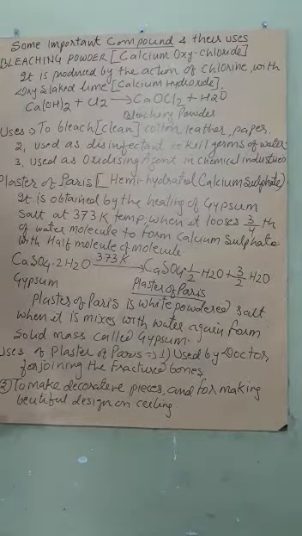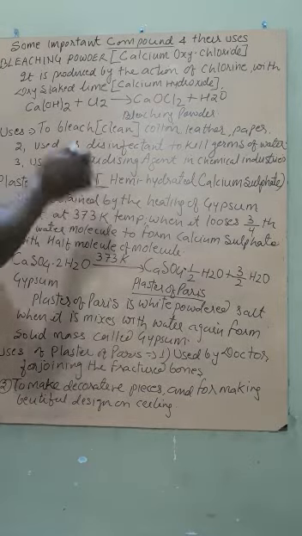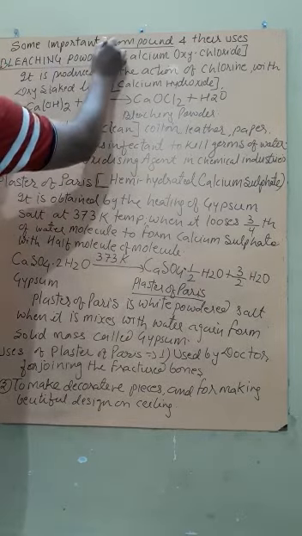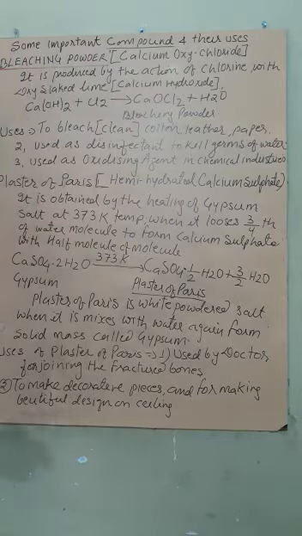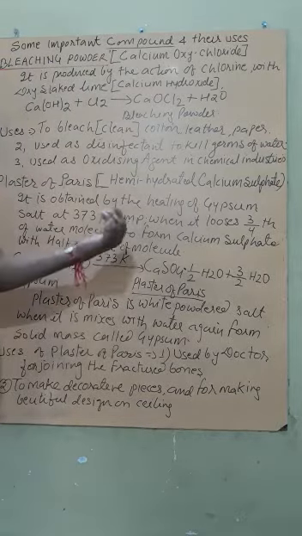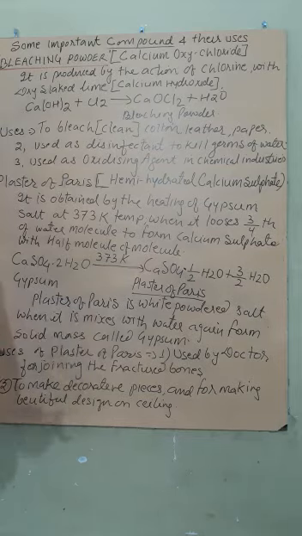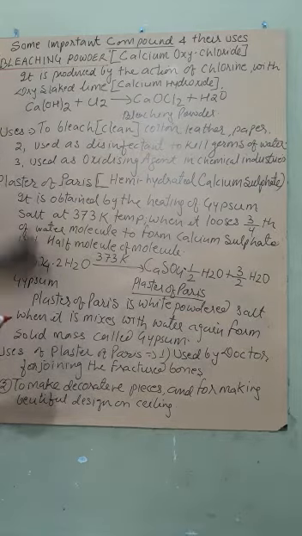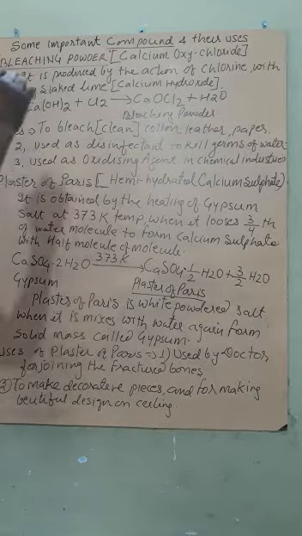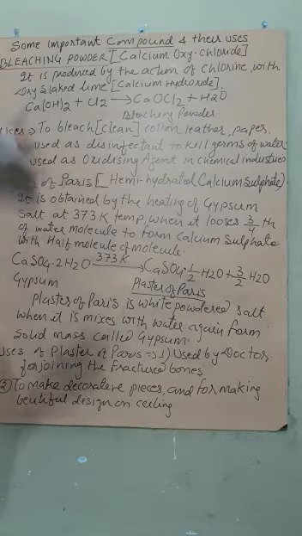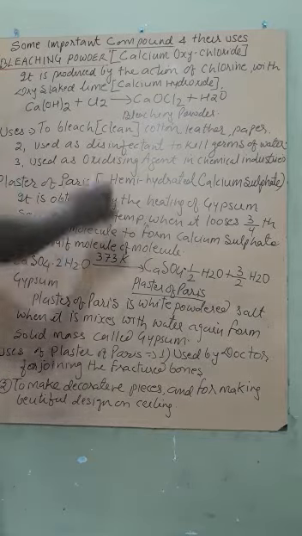Yes, student, this is the last topic of the chapter. Some more important compounds, like bleaching powder. Student, during the rainy season, the water which we are getting from the municipal corporation is sometimes very dirty. So how are we cleaning it? We are cleaning it by using bleaching powder. Again, this is one of the very important chemical compounds.